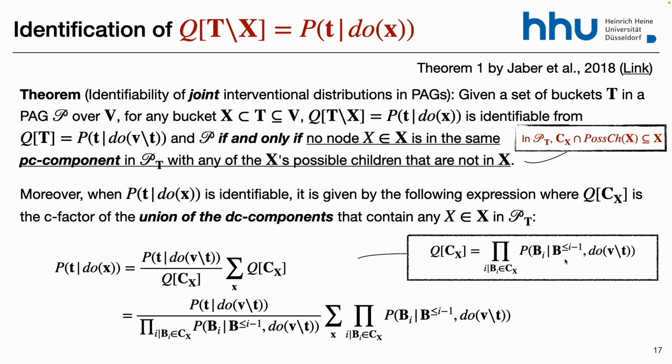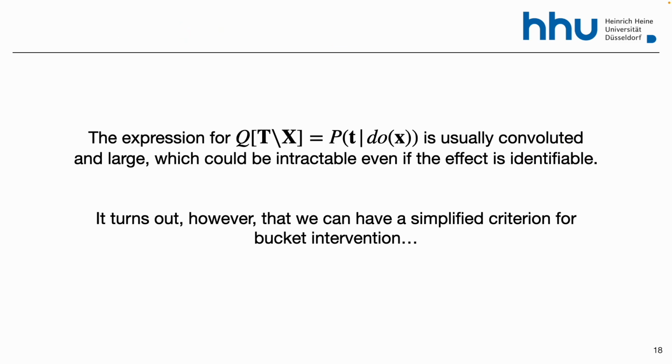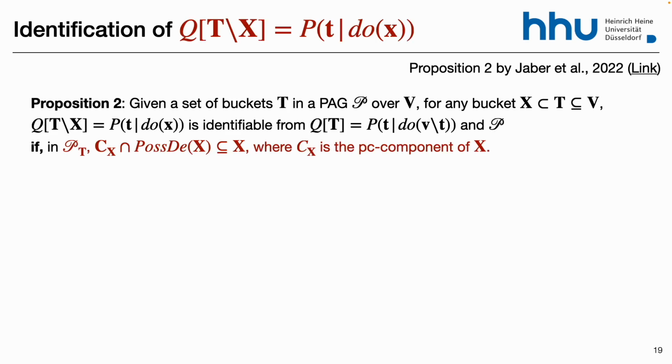But as I said, you don't need to pay a lot of attention to this theorem, because basically it would be intractable if we do it in this way. And then we simplify this as we are going to show now. Because of this, we would have a very convoluted large expression. So we simplified. And basically, the difference now in this proposition is that instead of children, we have descendants. So the condition is still in the PEG over T, but we evaluate the CX as being PC components, not DC components. And the children are now descendants.